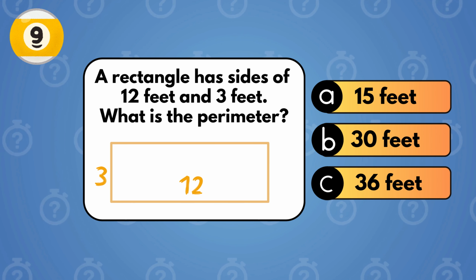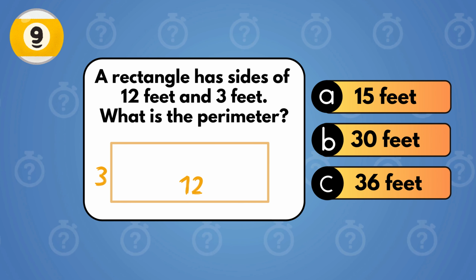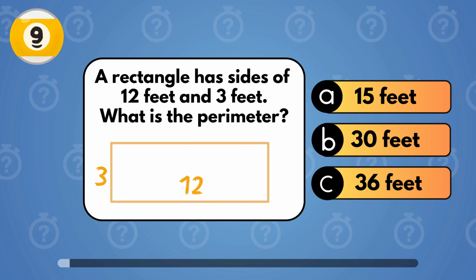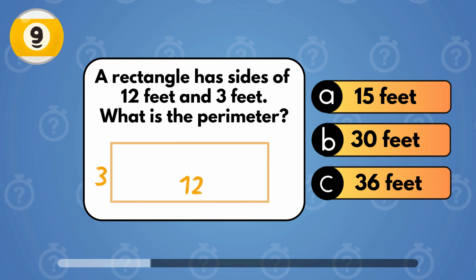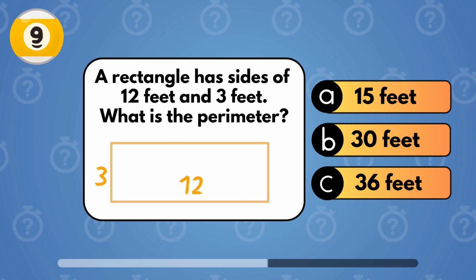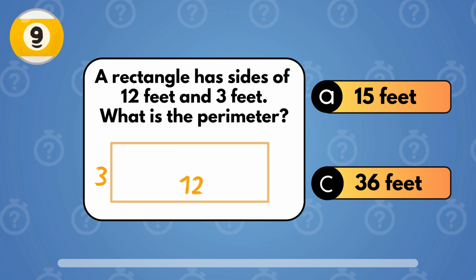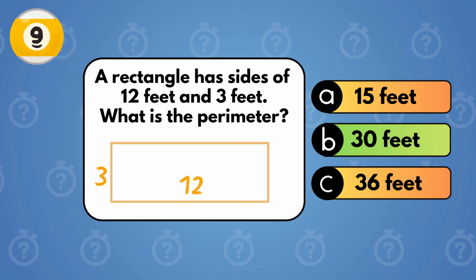Next question. If a rectangle has sides of 12 feet and 3 feet, what is the perimeter? Nice. The answer is B, 30 feet.